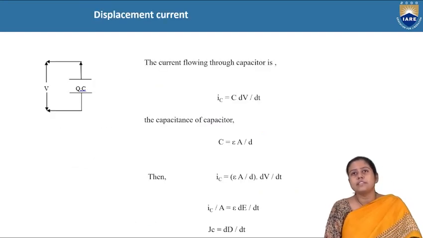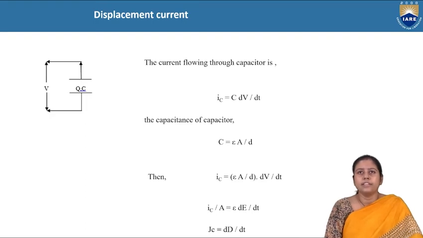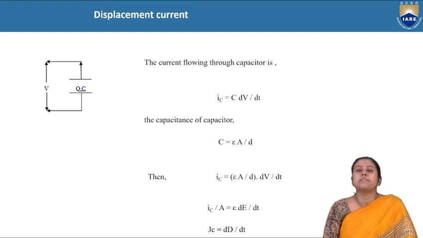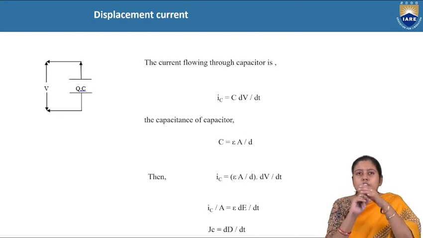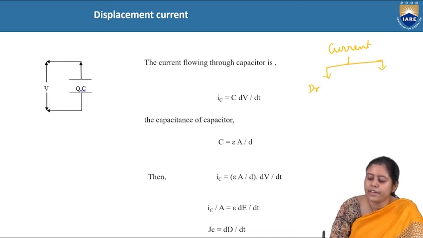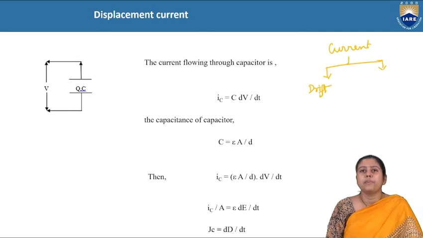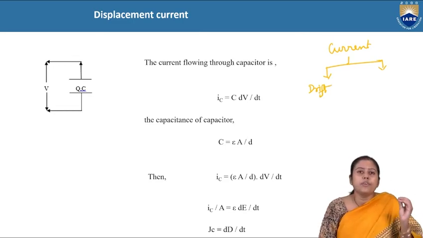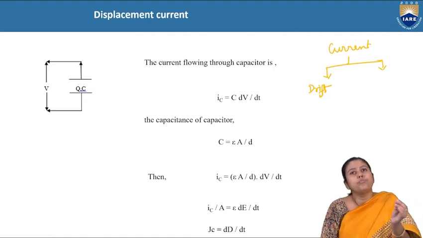Next, we will discuss another important thing, displacement current. What is the meaning of displacement current? As I discussed in the second unit, current is basically of three types. The first one is called drift current. What is the meaning of drift current? Drift current means if we apply any potential or voltage, current is forced to flow.